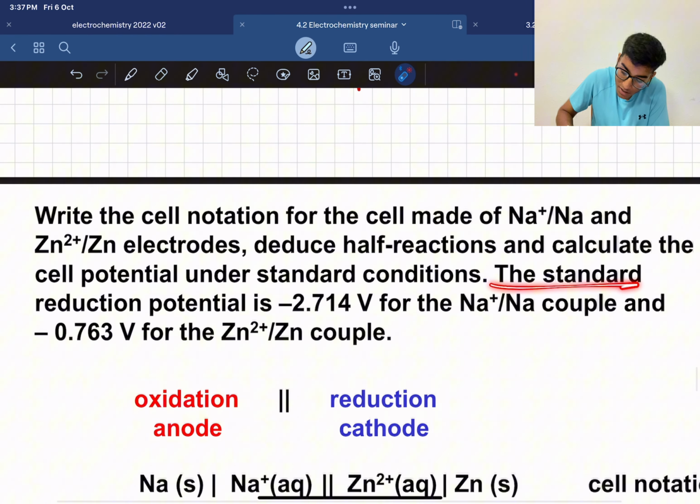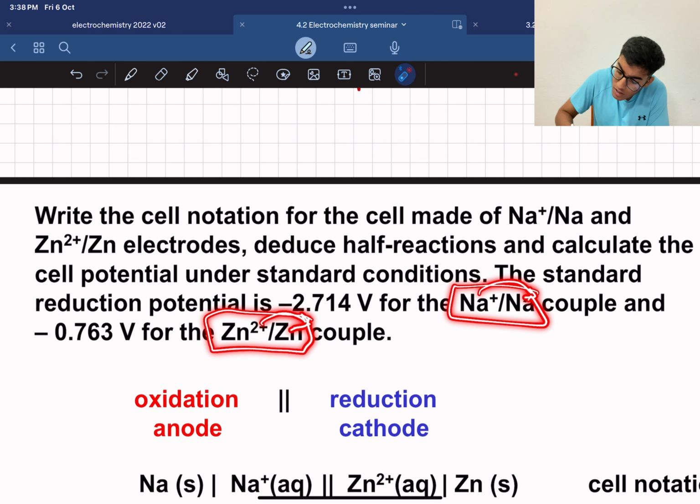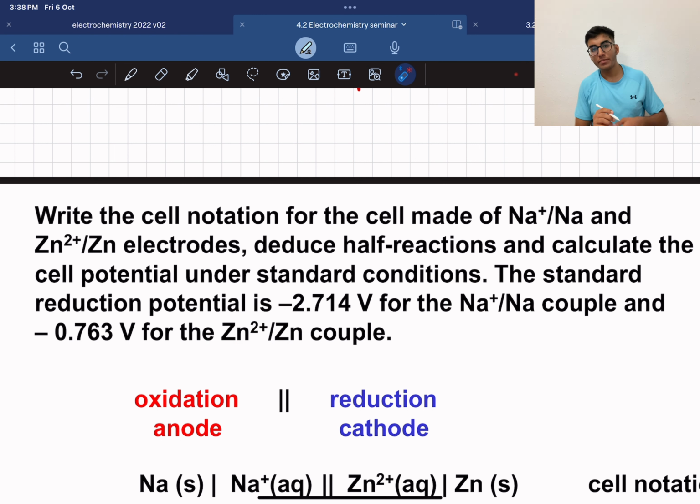They said that the standard reduction potential is minus 2.04 for Na+/Na and Zn2+/Zn. Looking at this annotation, we will think, okay, they're both getting reduced. And according to this, they are getting reduced. But when you write the value of the reduction potential, the values will always be given in the form where they are being reduced.